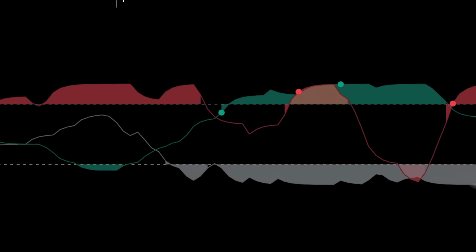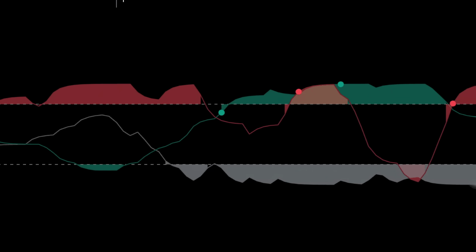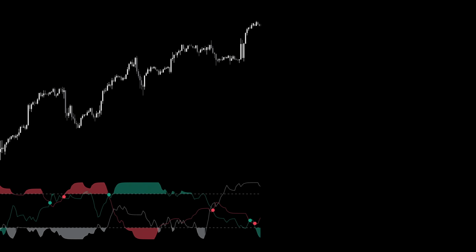Background fills activate when readings breach your chosen thresholds. The upper band highlights overextended dominance, while the lower band points to washed out conditions. This visual clarity helps you spot trend continuations after clean pullbacks, and more importantly, keeps you from fading strong momentum prematurely. Trading with this tool is refreshingly intuitive.